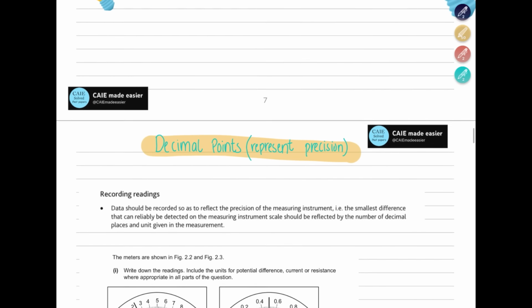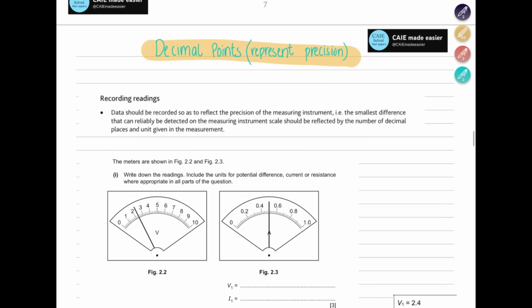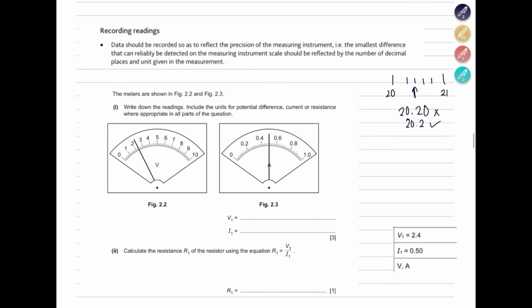Okay, now we can move on to decimal points. Remember, decimal points represent the precision of the measuring device. So they said that the data recorded reflects the precision of the measuring instrument. That means, what is the smallest difference that can be detected by the scale. For example, 20.2. We cannot write 20.20, we'll only write 20.2 because this is the smallest difference that can be measured.